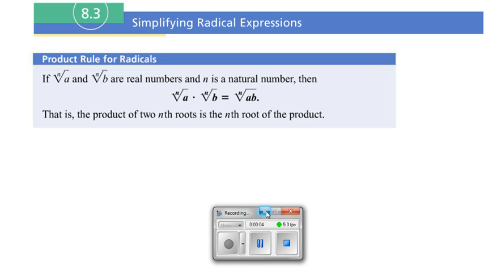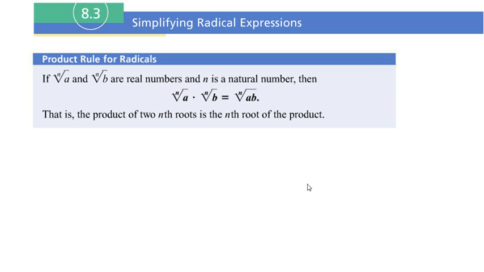All right, here in section 8.3, we're going to be simplifying radical expressions. And this first rule that I want to show you is the product rule for radicals. Basically, in a nutshell, we can multiply two radicals together. This is a radical, and this is a radical.